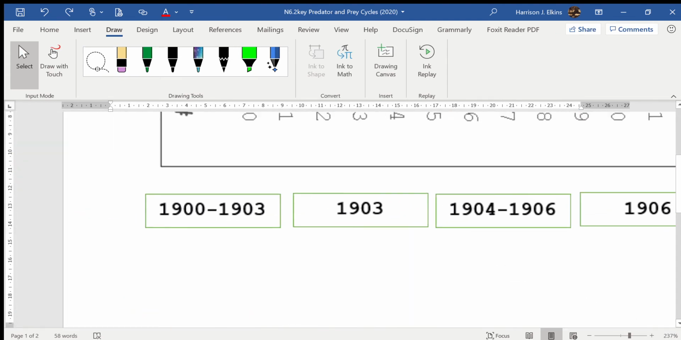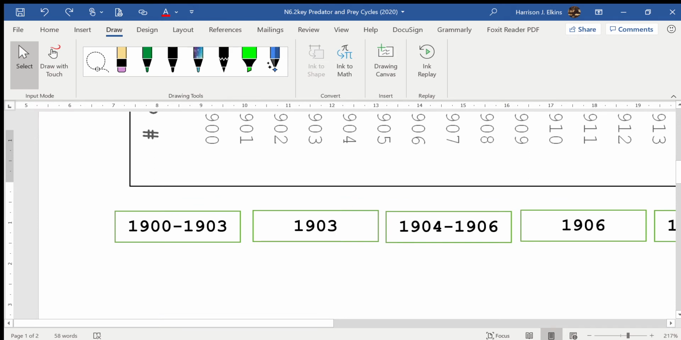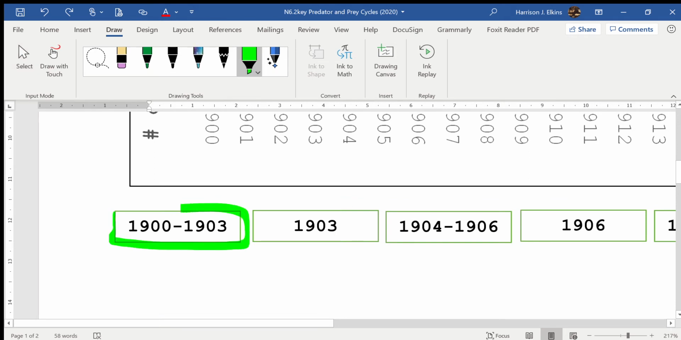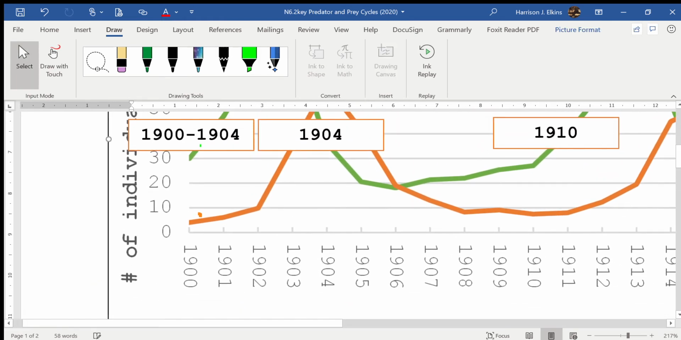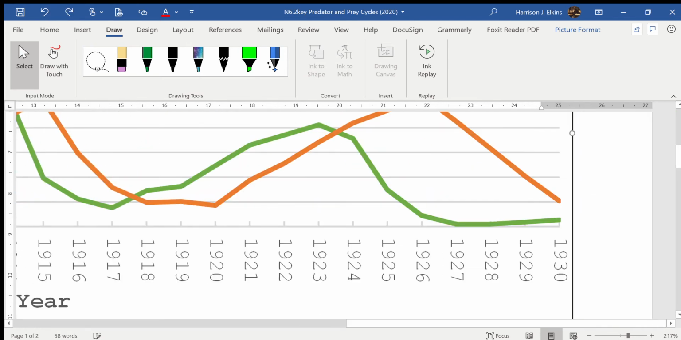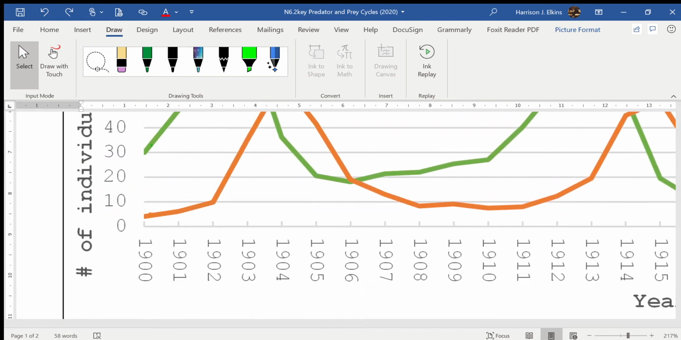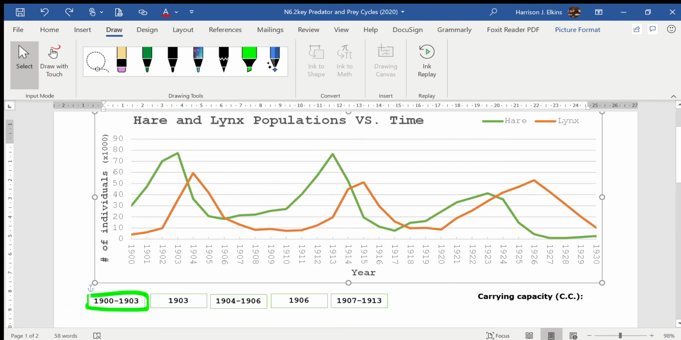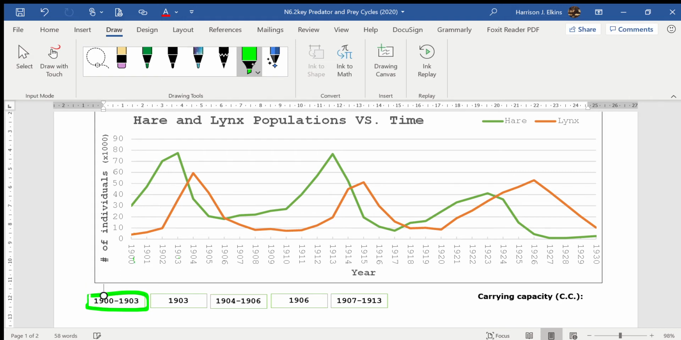In 1900 to 1903, what was happening with the hare population? Well, when we look up at it, we see that it is, what is going on here? Sorry, you'll have to deal with my fingers touching everything on this. Alright, so you'll see that the hare population's increasing in 1900 to 1903. Okay, so here's 1900 and 1903, and we see the hare population is increasing.